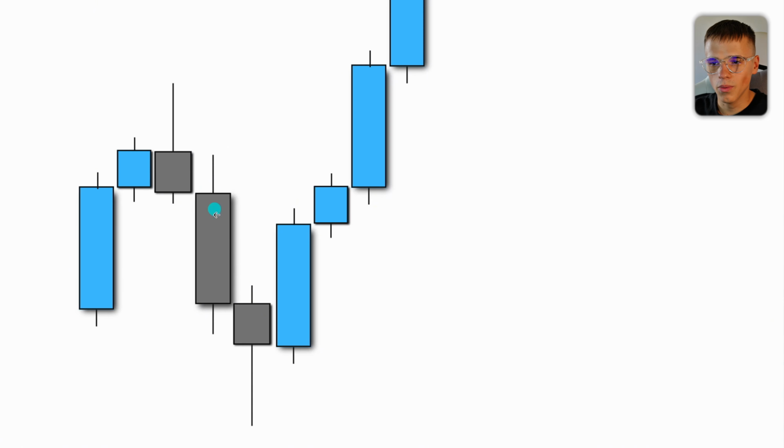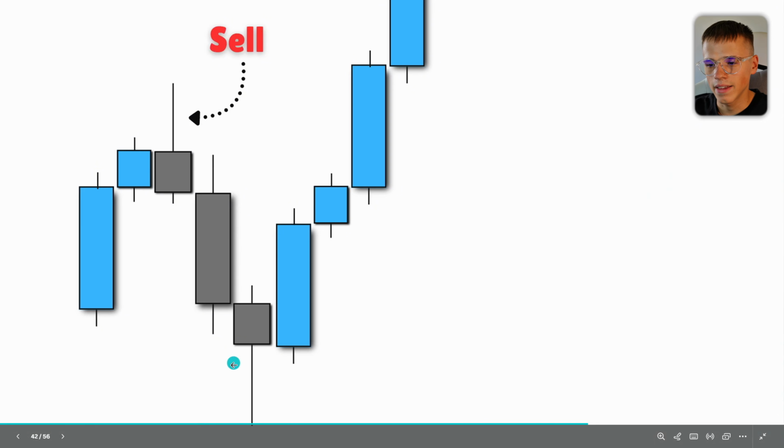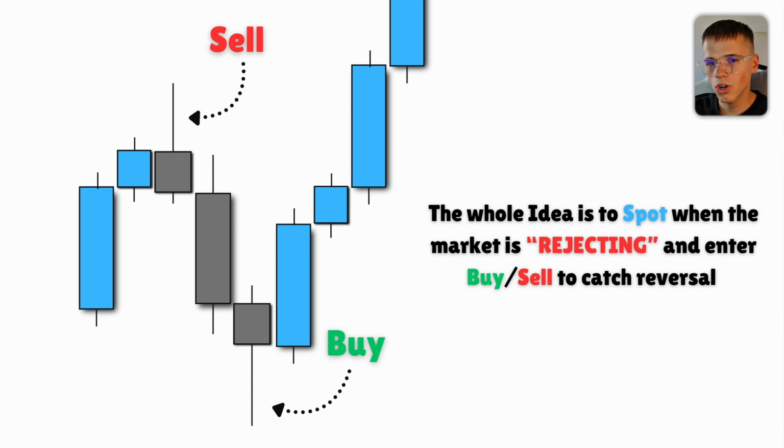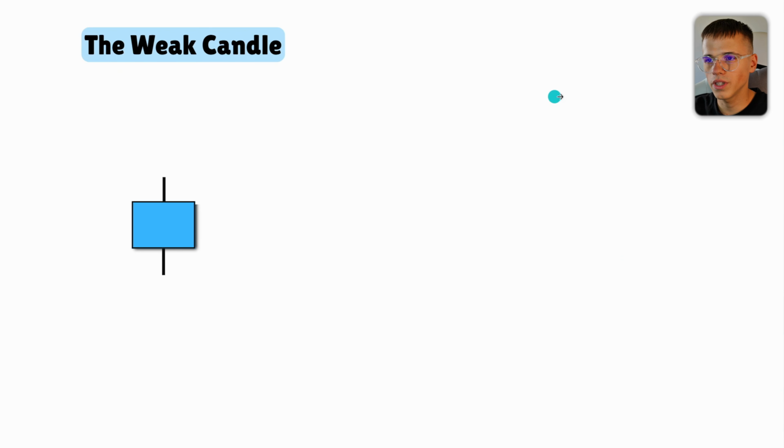So in this example, what you can see right here that we learned just now is that when we see a rejection candle like this one, that is literally when we are going to sell the market, and in this example right here, that is literally when we are going to buy the market. But of course we are going to have some confirmation for the entries, which I'm going to show you later on the chart. Because the whole idea is to spot the market actually reversing and catch a whole move and enter on the reversals. Now we are going to go over the weak candle.